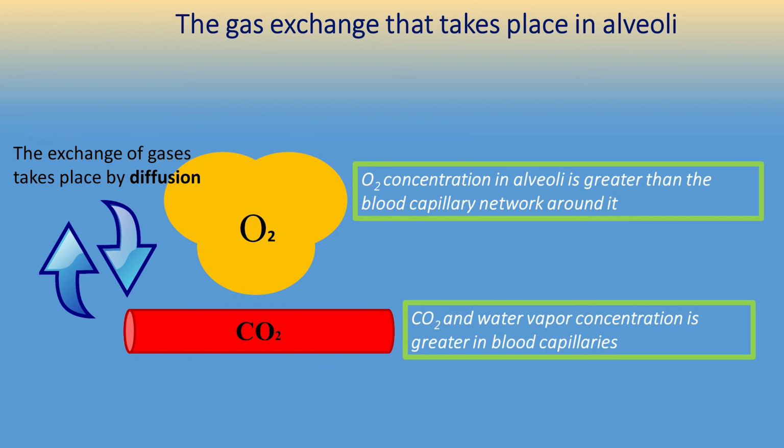Let's apply the same principle for carbon dioxide. In the blood capillaries, there's a high concentration of carbon dioxide. Compared to blood capillaries, the alveoli have a relatively low concentration of carbon dioxide. So, the diffusion takes place again from the high concentration to the low concentration. So, in this instance, carbon dioxide diffuses from the blood capillaries into the alveoli. That is for expiration. This is how respiration takes place in the alveolar surface.